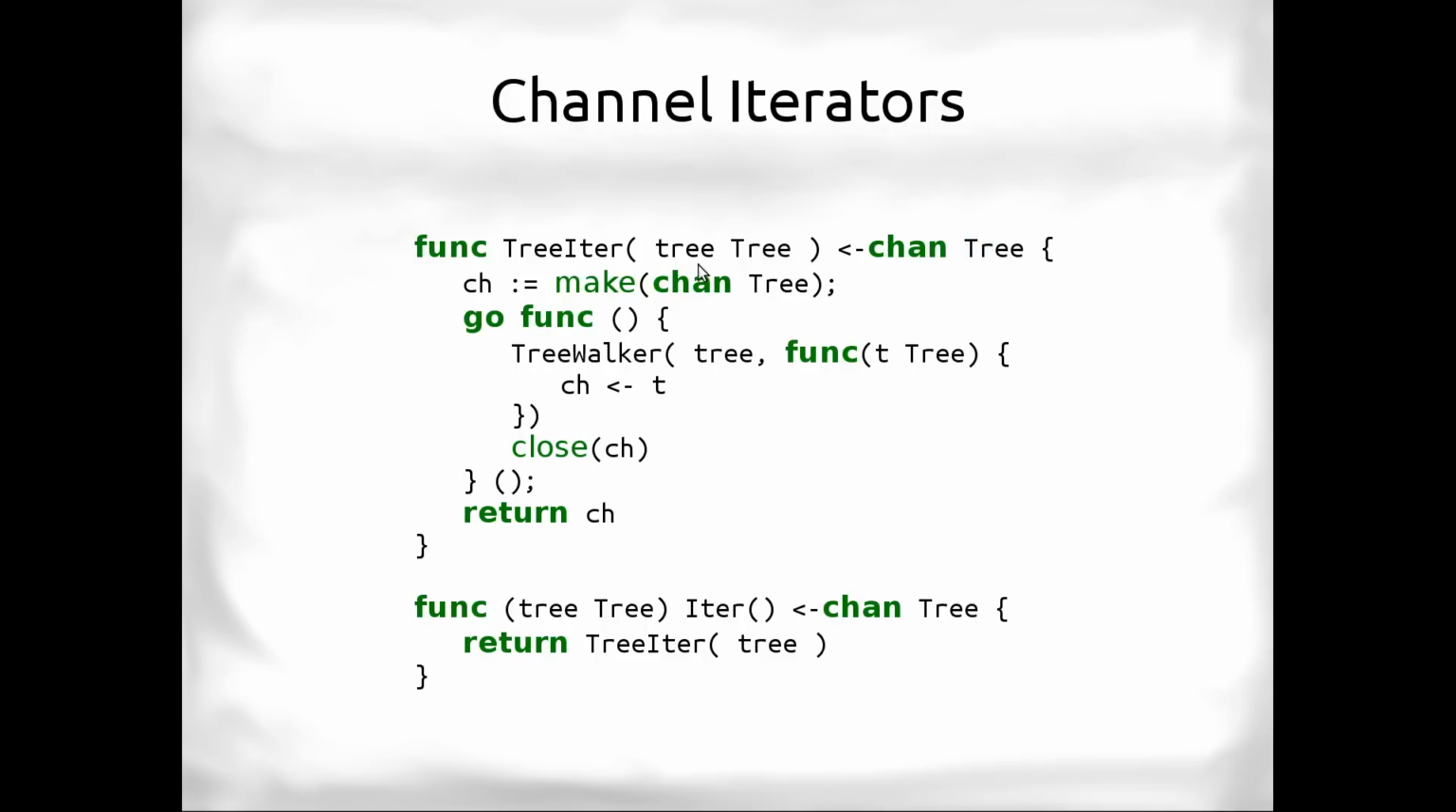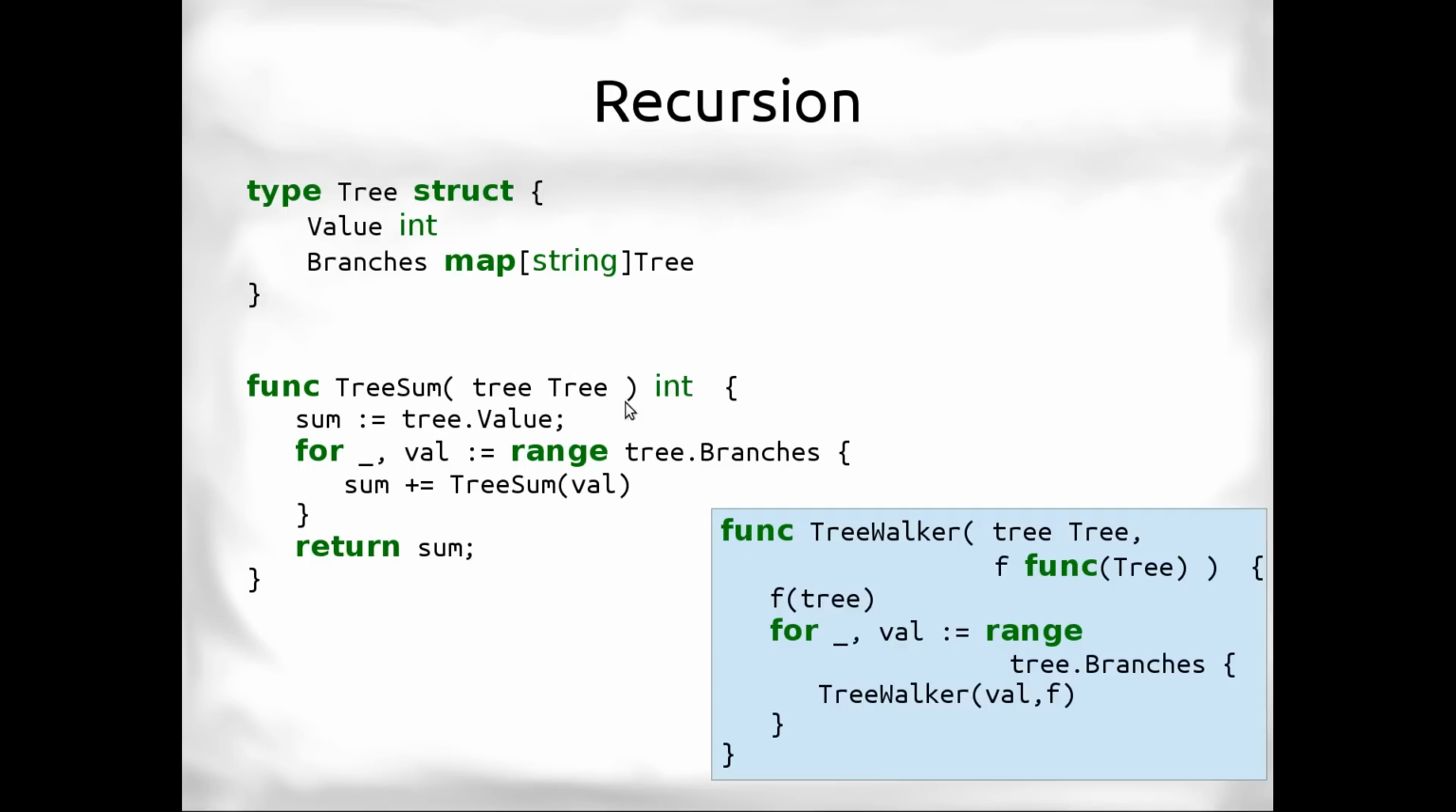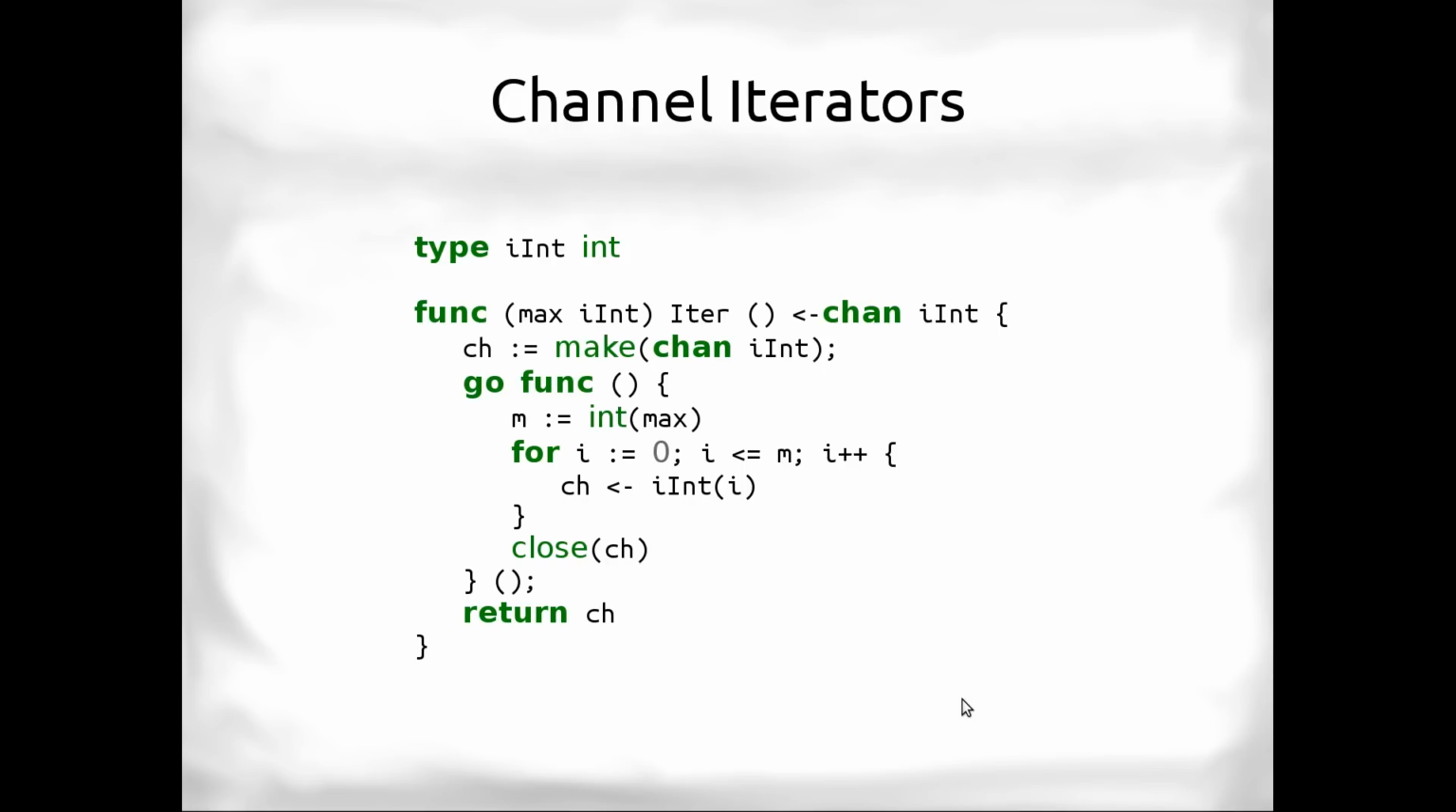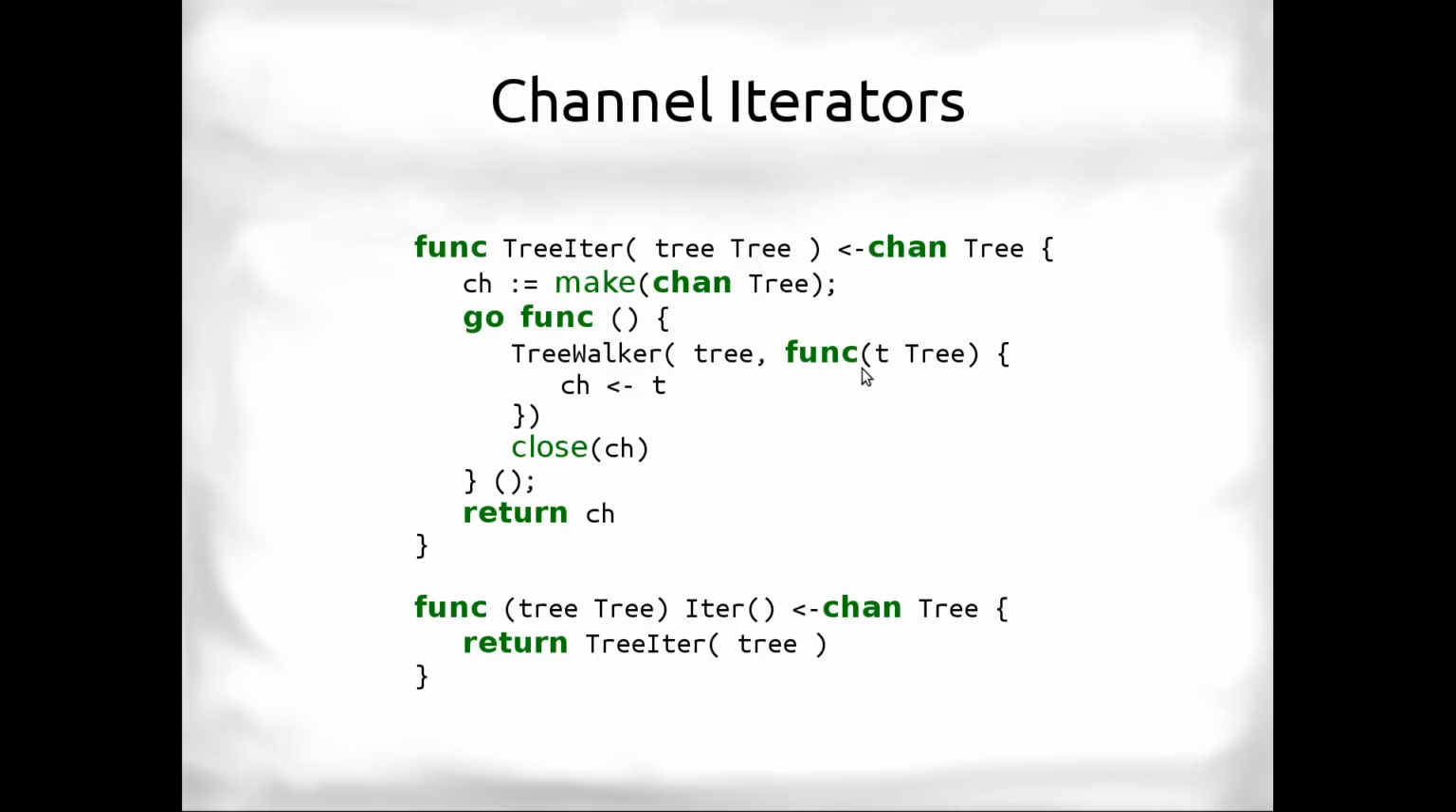So we can actually make a tree iter. So tree iter here takes in a tree and returns a channel that emits trees. Okay, so it emits trees. That's pretty cool. So then we make the channel, a channel of trees, and then our Go routine takes a tree walker, takes the tree. Remember tree walker? I'll just show it to you again. Tree walker's right here. Takes a tree, takes a function, does something on it, returns nothing, right? So the tree walker walks the tree, and then for every tree element, it emits that tree to the channel. Once the tree walker is done, it will close the channel.